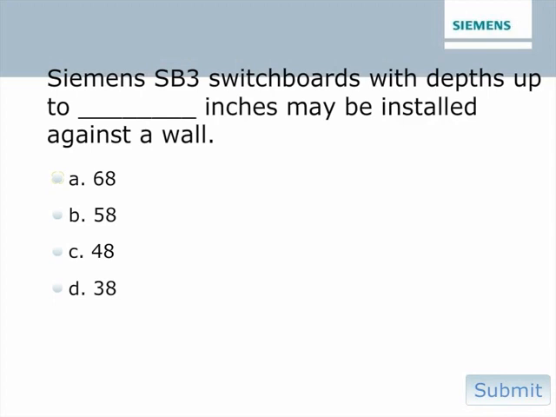Question 17. Siemens SB3 switchboards with depths up to blank inches may be installed against the wall. Is it A, 68, B, 58, C, 48, or D, 38?